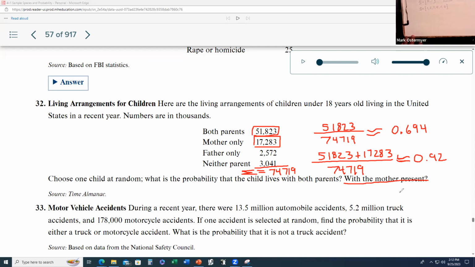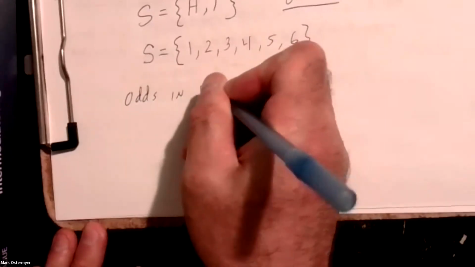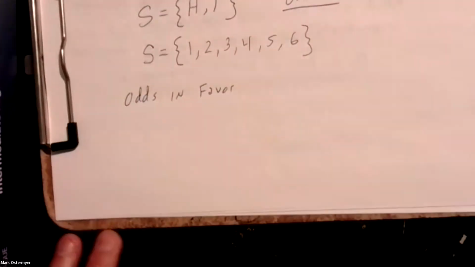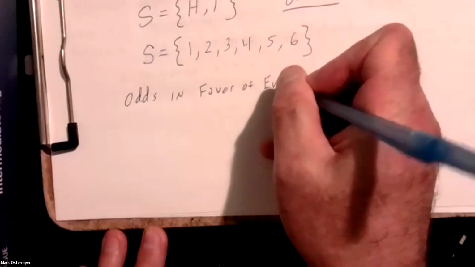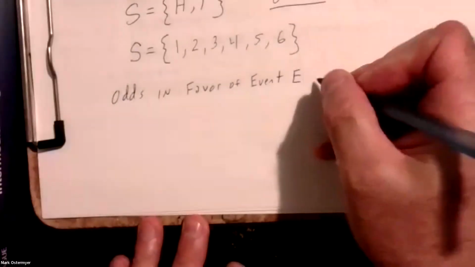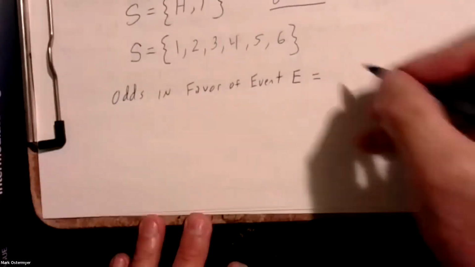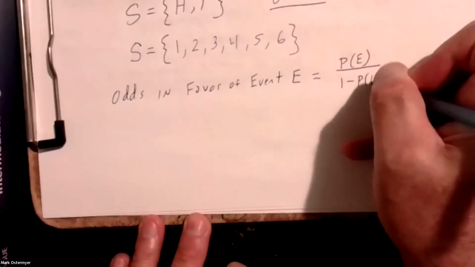So we would say this, let me show you what the rule is here. So odds in favor of a particular event. So the odds in favor of event E occurring is going to be equal to the probability of event E occurring divided by 1 minus the probability of event E occurring.